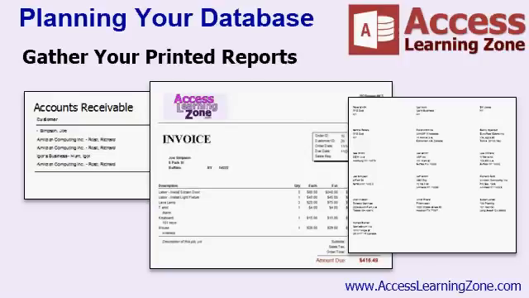So get all of your current printed paperwork together that you want your Access database to generate later, and that'll give you an idea for the kinds of reports that you're going to want to be able to make. For example, here on the screen you can see I've got an accounts receivable report, an invoice, and some mailing labels. Make a list of all the different kinds of reports you want to generate with your database.